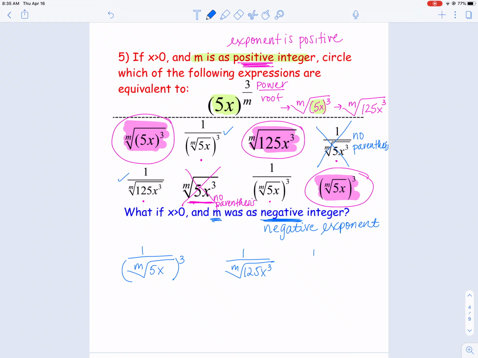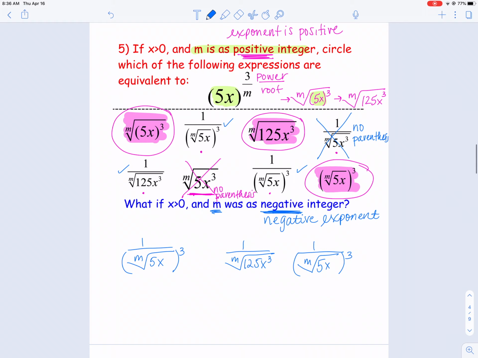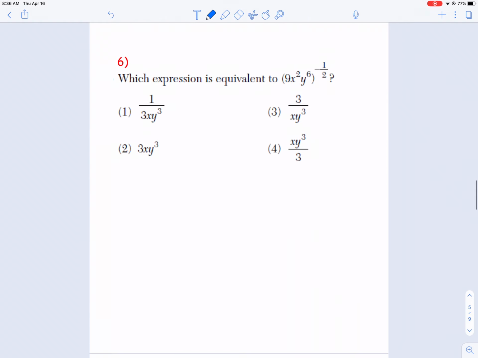And the last one is also good. 1 over the mth root of that whole 5x. That whole thing is being raised to the third power. So we're in good shape. Okay, so that was a tough one. All right, I'm going to keep going with 6.